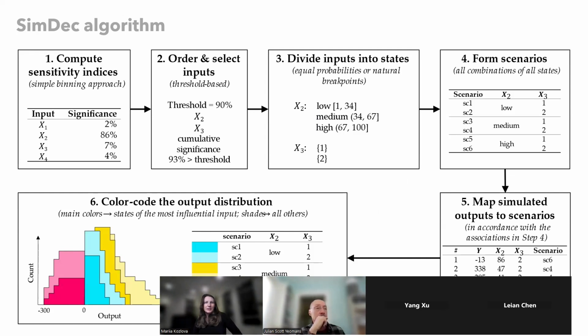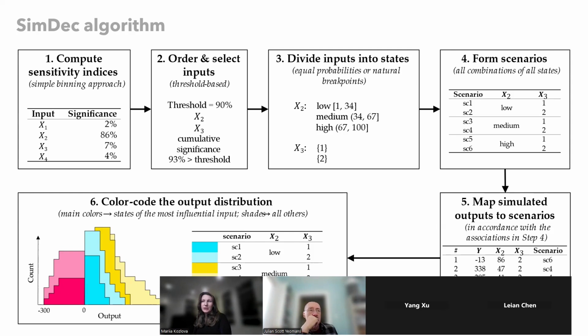Yes, so the algorithm goes like that. We first compute sensitivity indices with a simple binning approach. It's a variance-based sensitivity index, so they show how much variance of the output is explained by every single variable. Then we order the inputs according to their importance, and we select only the most important of them with a certain threshold.